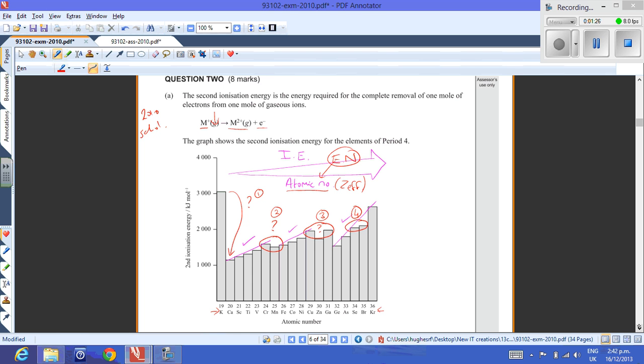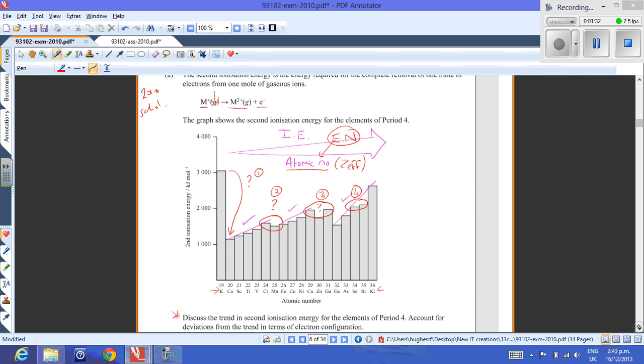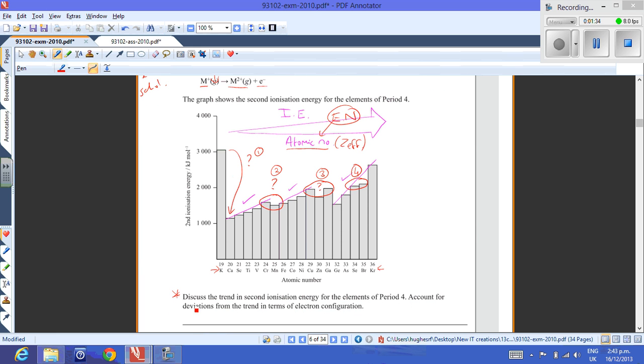And the question they're asking here is to discuss the trend in second ionization energy for the elements of period 4 and to account for deviations or anomalies from the trend in terms of electron configuration. So what I've done is in pink, I've drawn a line and a little tick here to show elements which follow the trend.